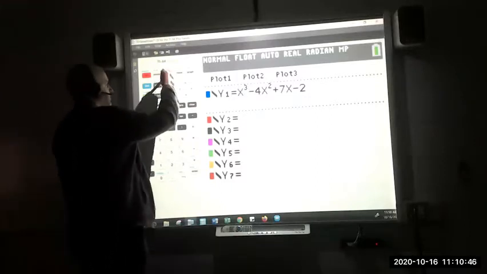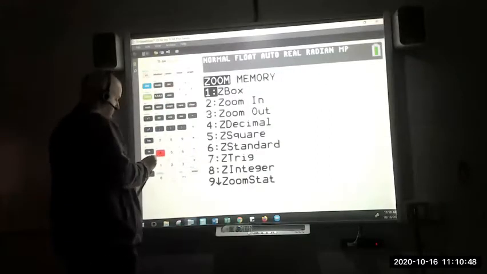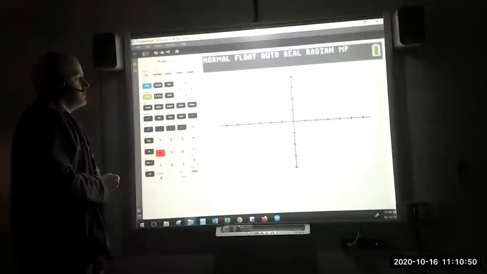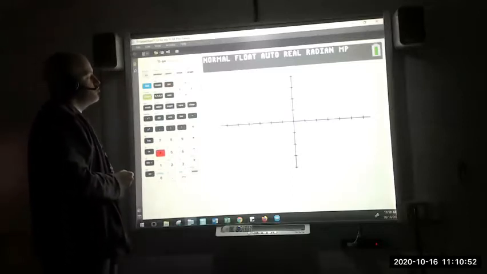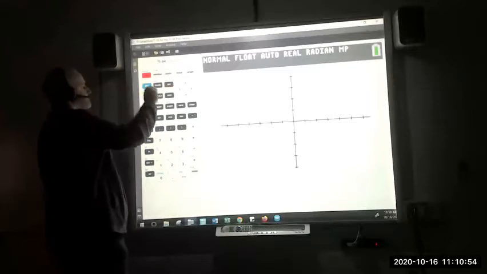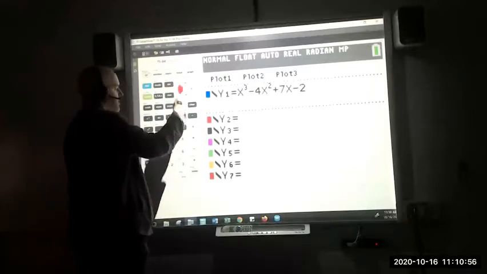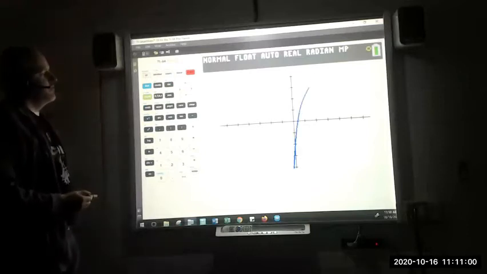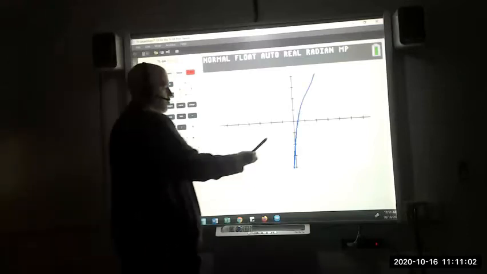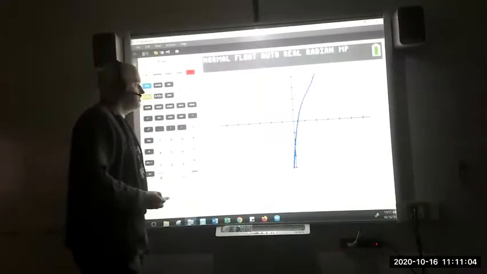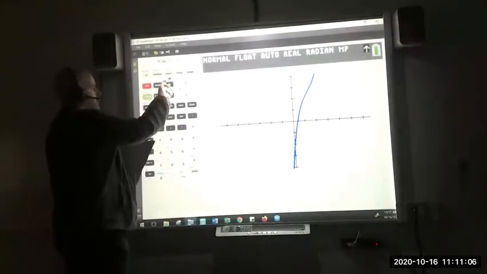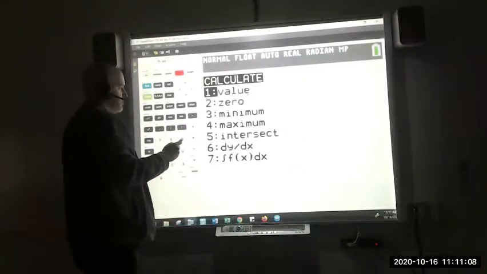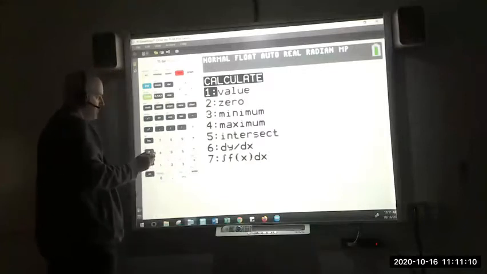So if I look at my graph, oh, I did not have the equal sign highlighted. I do now. Now we'll graph. There we go. Looks like I've got 1, 0 right there. So do that in the normal way, and everybody make sure you're following along with that.